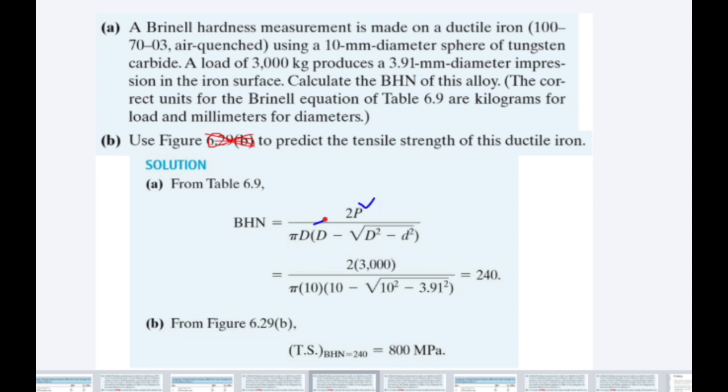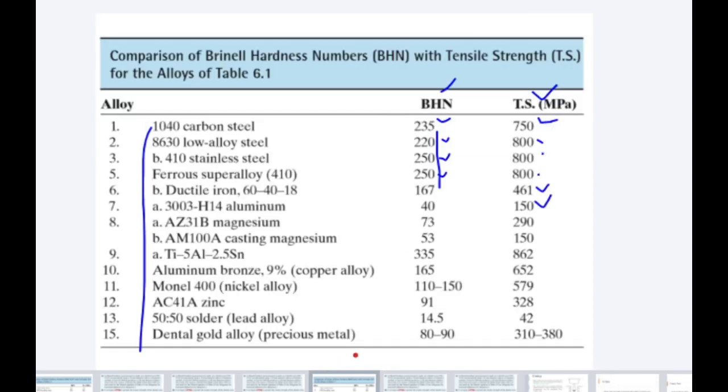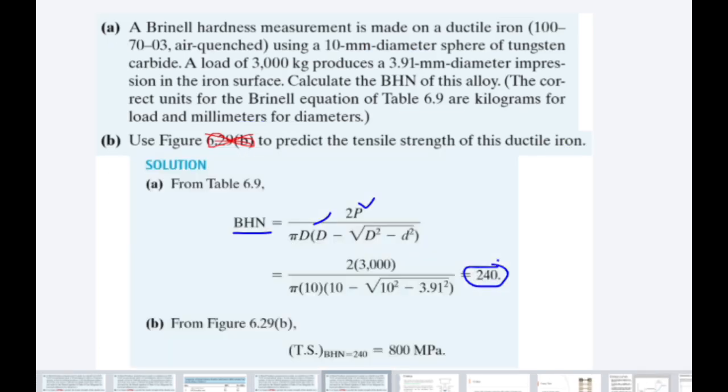The force is given, the diameter is given, everything is given. You have to just put it in the formula and you will get the Brinell hardness number, 240. And then from the table, 240 lies somewhere in between here. And for all the things in between, we have 800 megapascal. Right? So for 220 we have 800, for 250 we have 800, so in between we also have 800. So then 800 is the tensile strength of the cast iron alloy. So this is how we solve the example.